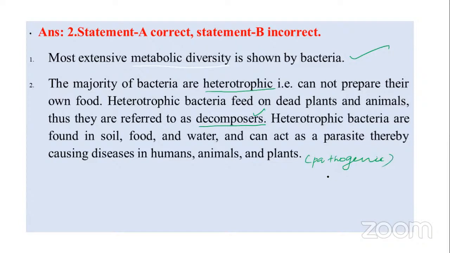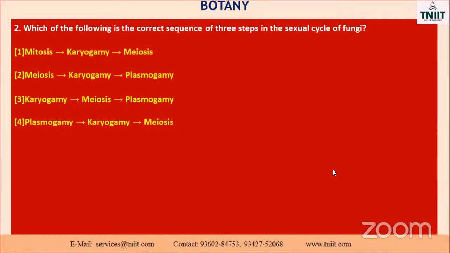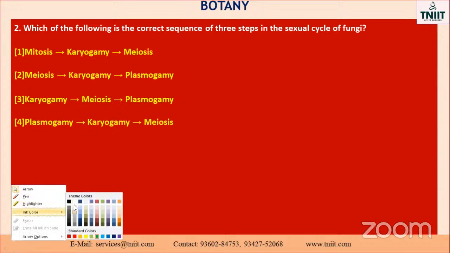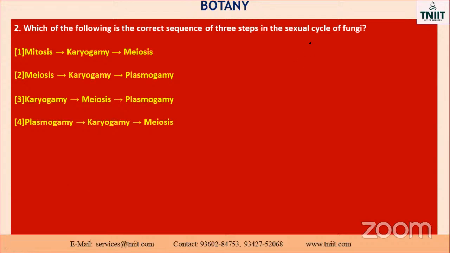Pathogenic. Okay, media. So you must note it down, read carefully, then you answer it. Here, which of the following is the correct sequence of 3 steps in the sexual cycle of fungi? Sexual reproduction of fungi. Okay, my dear, carefully read it. This is very, very important. So many times this question is asked.